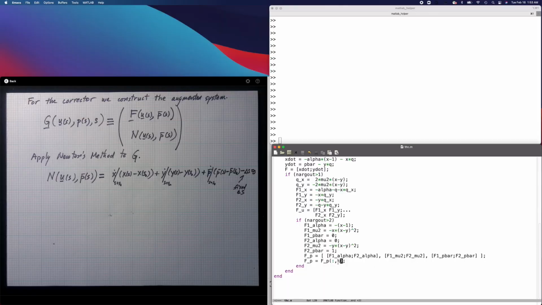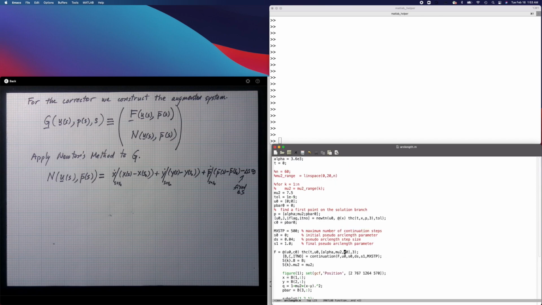If I wanted to do a continuation with respect to mu2, I would set k to 2, and if I wanted to do it with respect to alpha, I would have set k to 1. And so here I have k equal to 3 because it's p bar. And then I call my continuation code, which is going to find the whole branch of solutions and store it in B. Inside of B, I'm going to show the plots here.